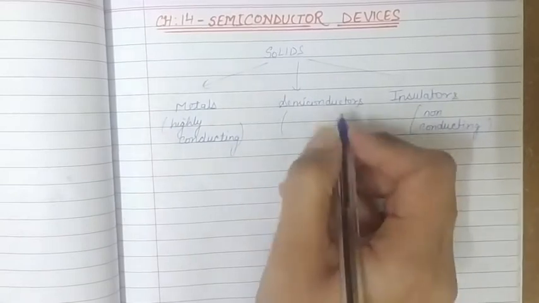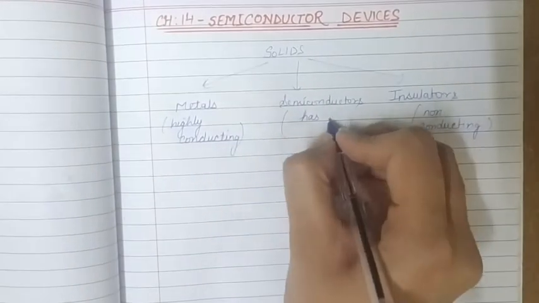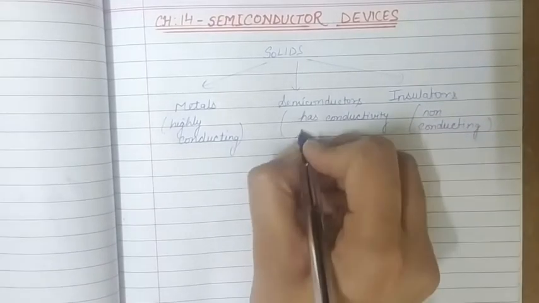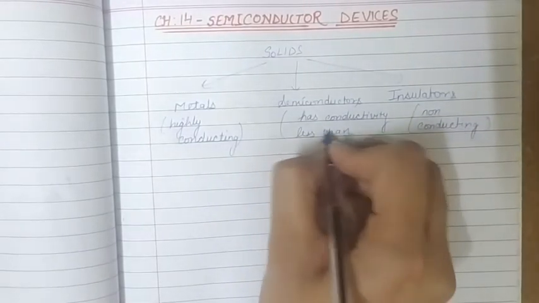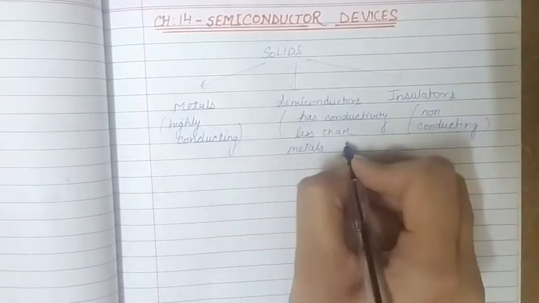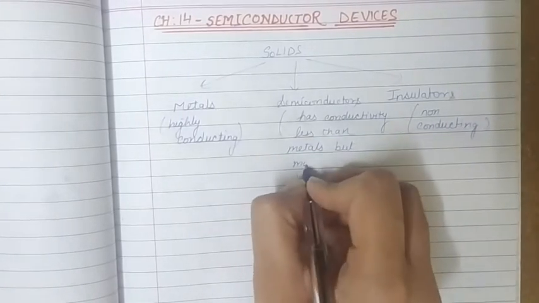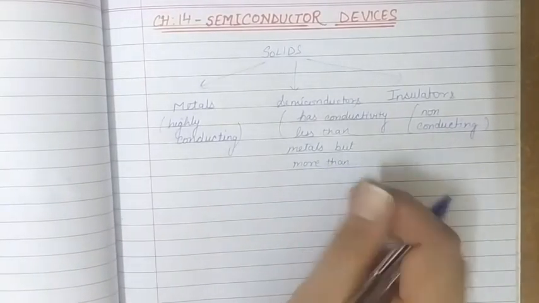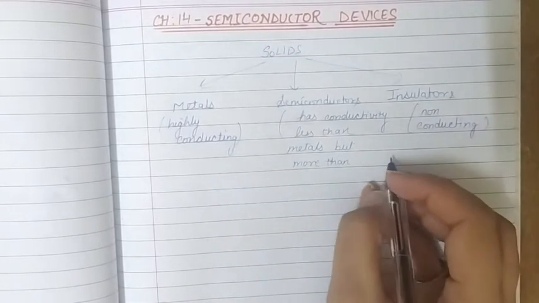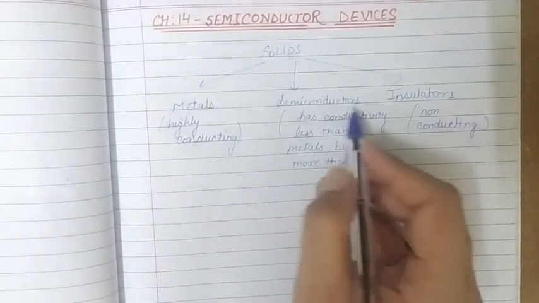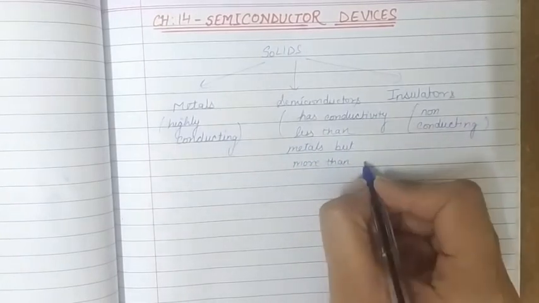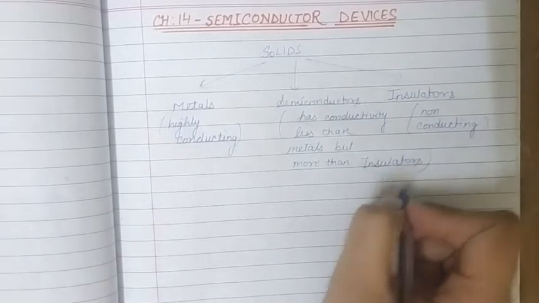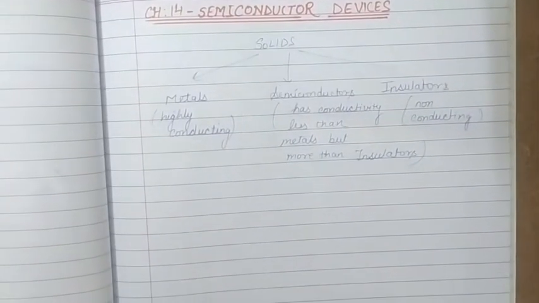However, semiconductors has conductivity less than metals but more than insulators, or we can say that semiconductors conductivity is in the intermediate range between metals and insulators. So these semiconductors has conductivity less than metals but more than insulators. So this is how we classify these solids on the basis of conductivity.